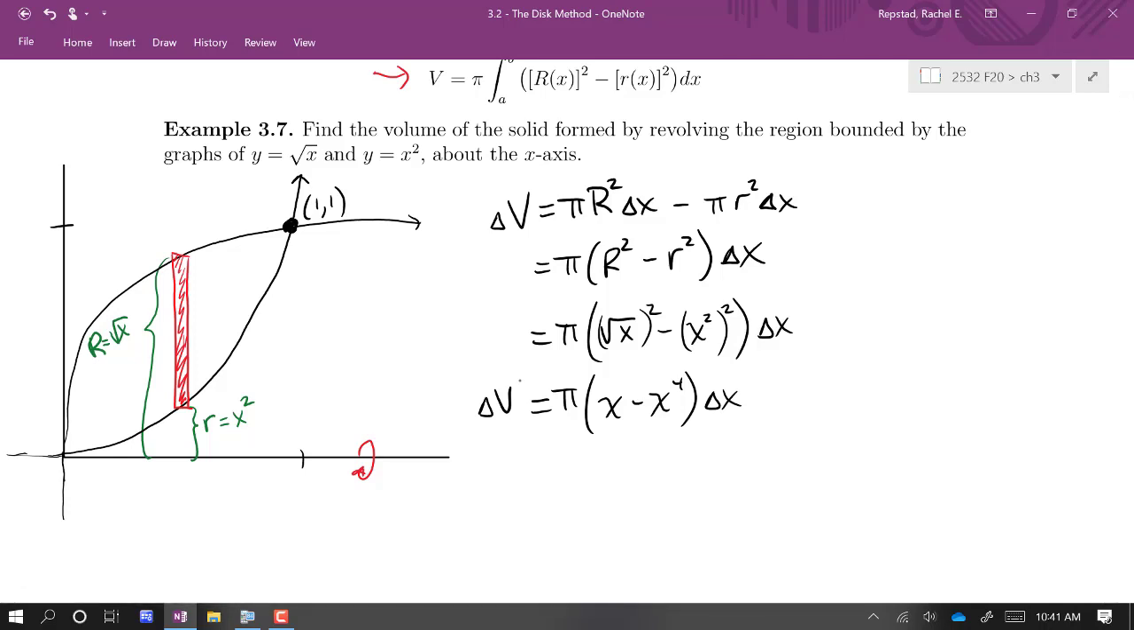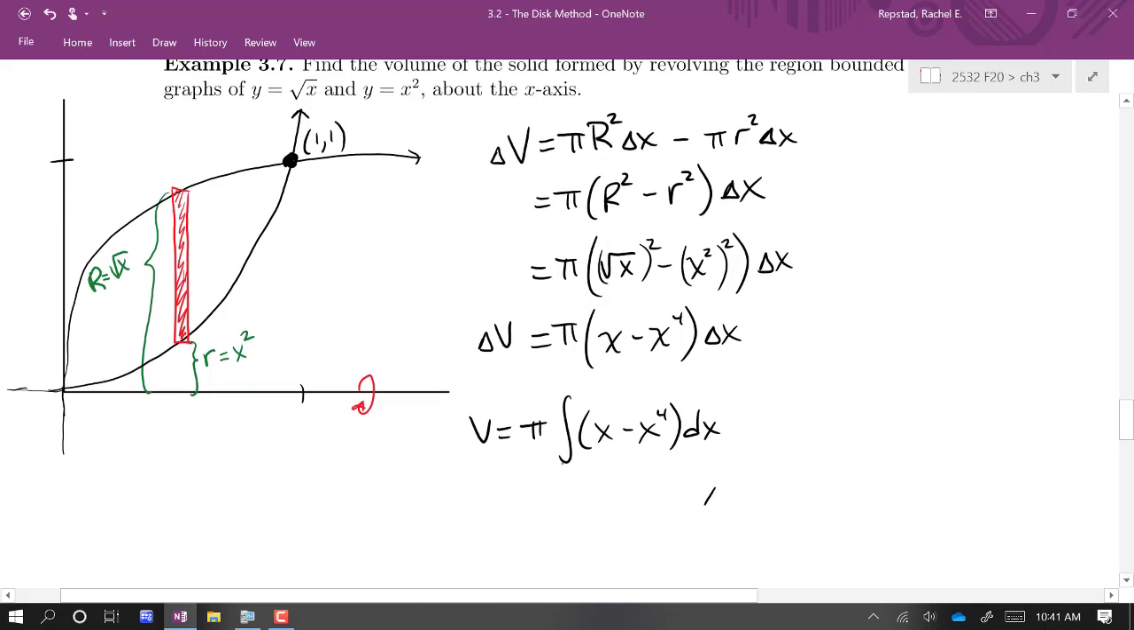Okay. Now that we found an expression for the volume of the sample washer, the integral is just going to fall right out of this. The volume that we want is pi times the integral of x minus x to the fourth dx. And now the limits, you could show this algebraically, but it's fairly clear. They both have the point 0, 0. They both have the point 1, 1. It's a dx integral, so we need x limits. Those are 0 and 1.